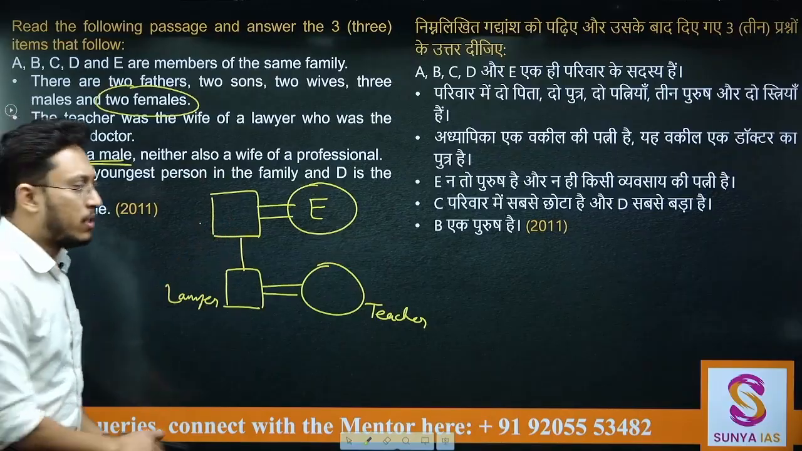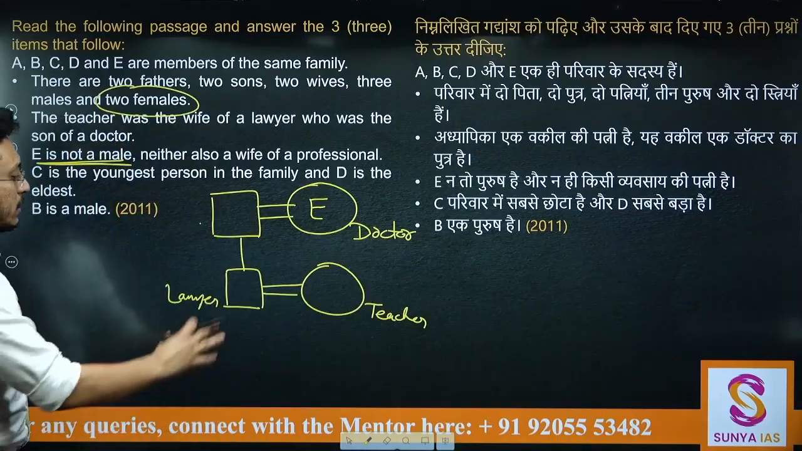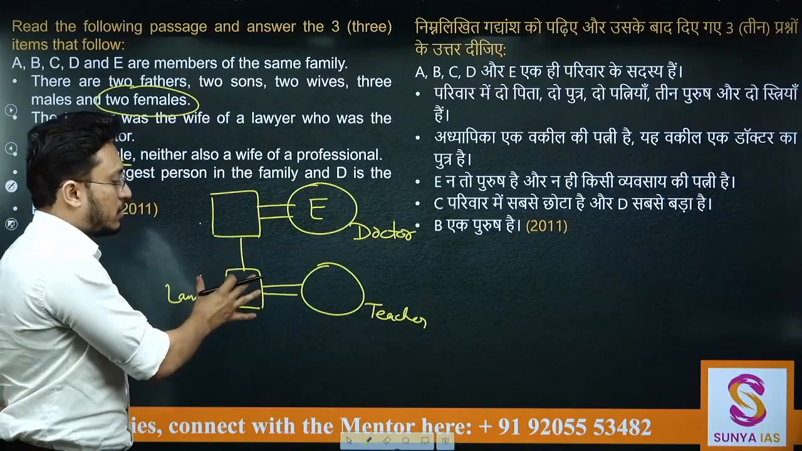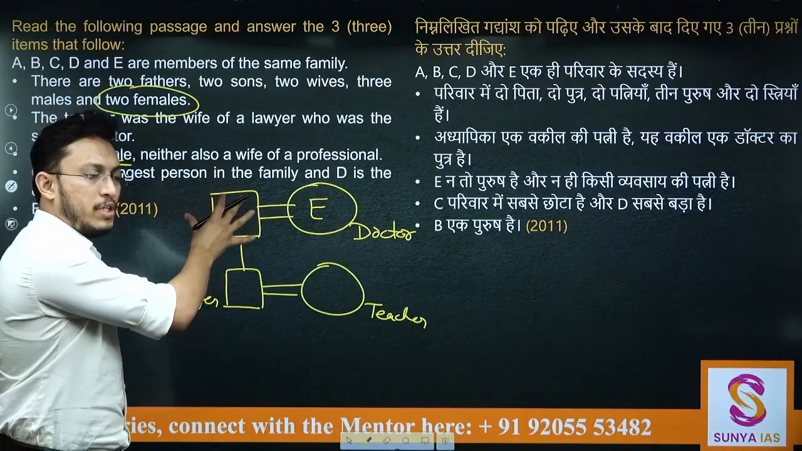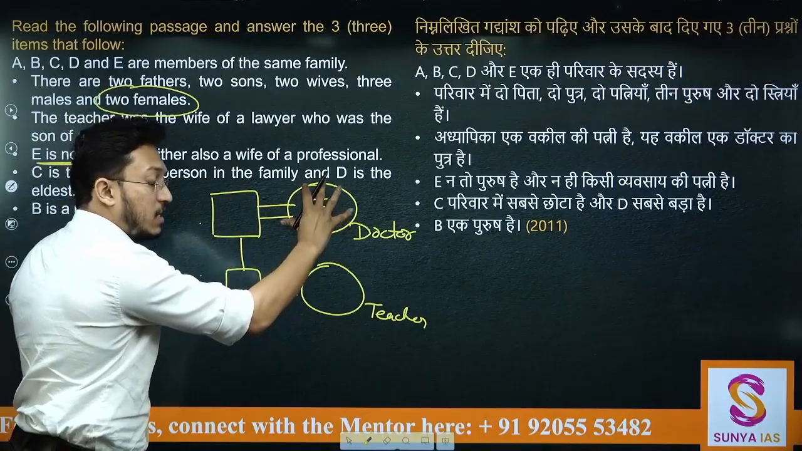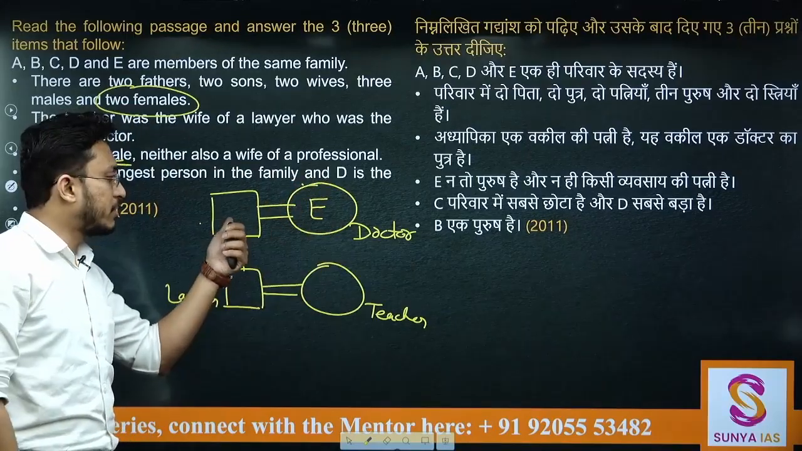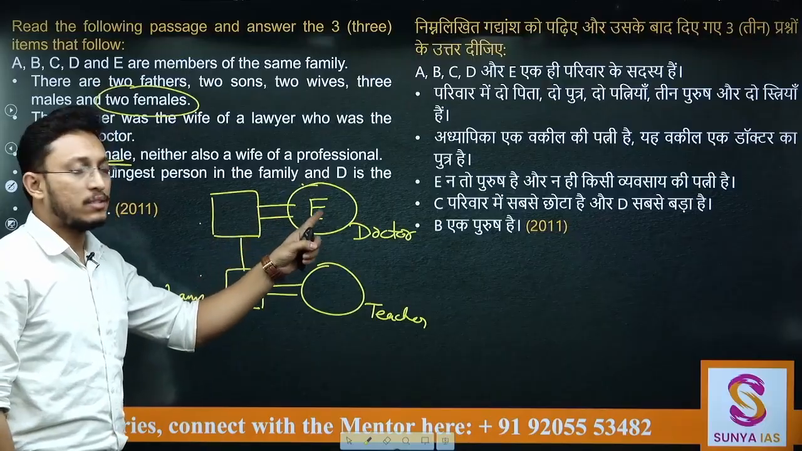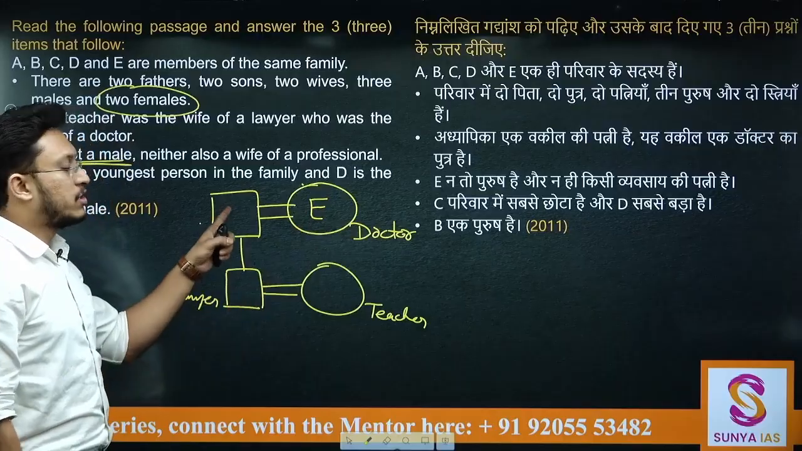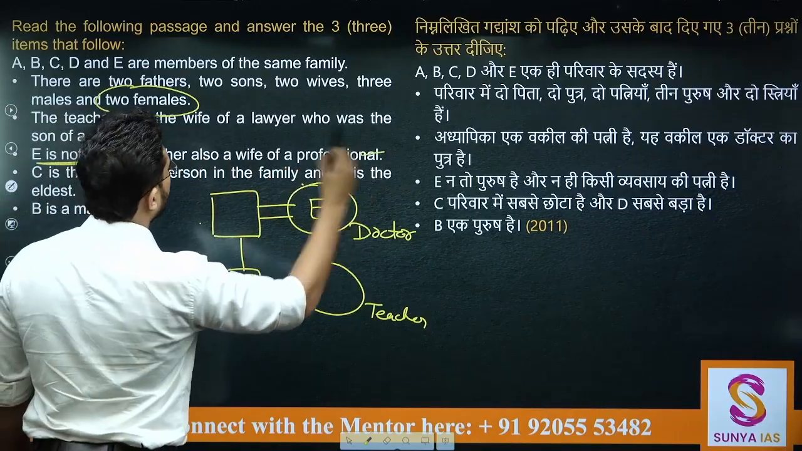And since it is given that E is not the wife of a professional person here, that means this person cannot be the doctor. So E has to be the doctor herself, because we know that this lawyer is the son of a doctor. This person cannot be the doctor, because if this becomes the doctor, then E has to become the wife of the professional, but it was given that E is not. That means I can say that E herself is the doctor and this person becomes the son of the doctor. Now this person might not be a professional here. Done. So we have used this and this statement.